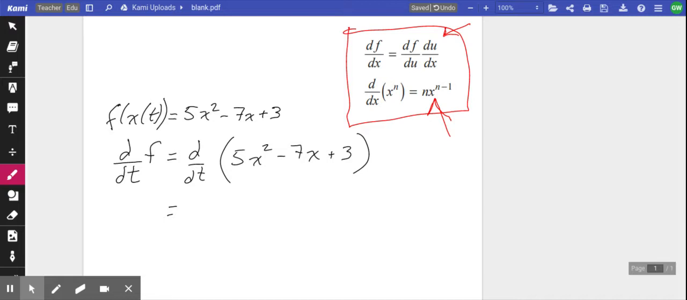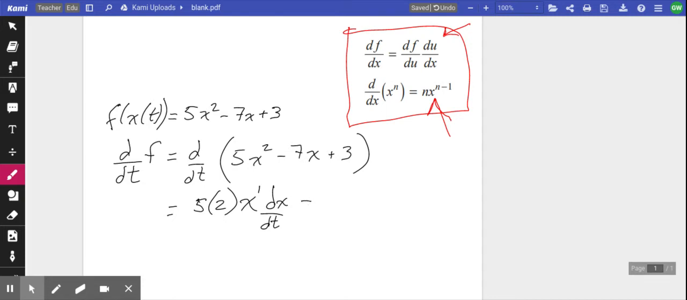So the derivative of 5x squared, there's a 5, and then we take the exponent 2 out front. And then x squared becomes, the new exponent is 2 minus 1, so that would be a 1. And then that's it for that term, but we still have to take a derivative of x with respect to time. Looks to me like a velocity. We don't know anything about that velocity, so we'll just leave it like that. And that's it for that term.